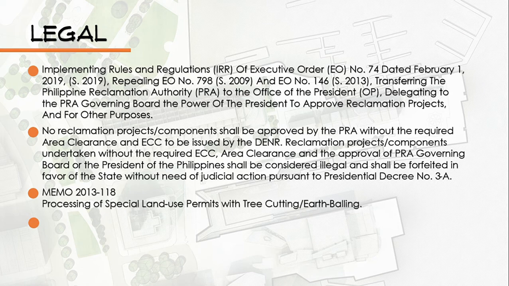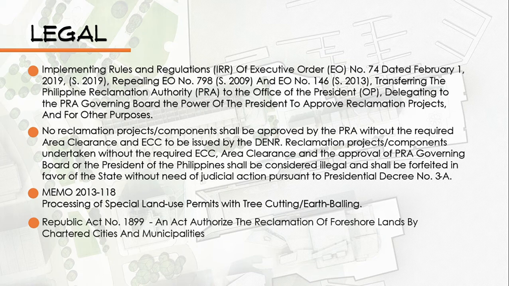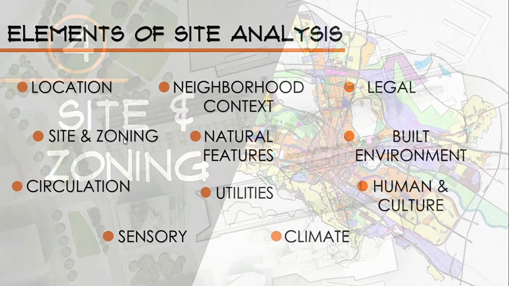This memo is about processing of special land use permits with tree cutting, earth balling. This has reference to requests for special land use permit or SLUP with tree cutting, earth balling which we have been receiving from the region for the Secretary's approval. Republic Act No. 1899, an act authorizing the reclamation of foreshore lands by chartered cities and municipalities.